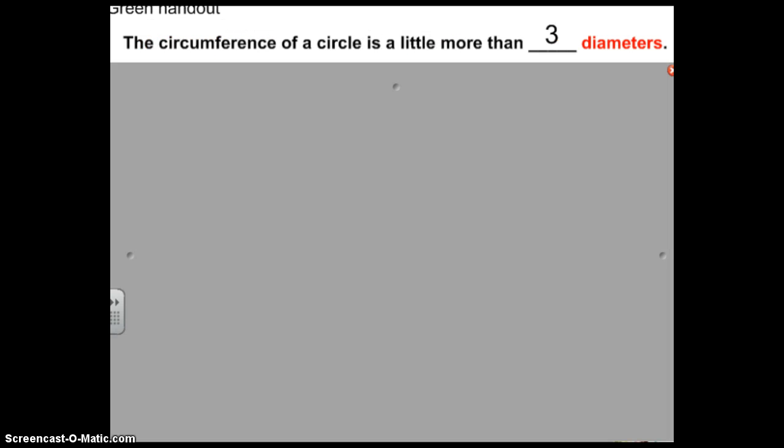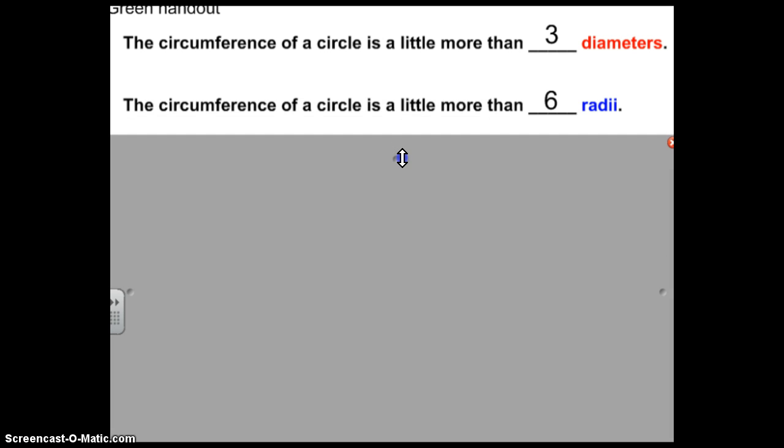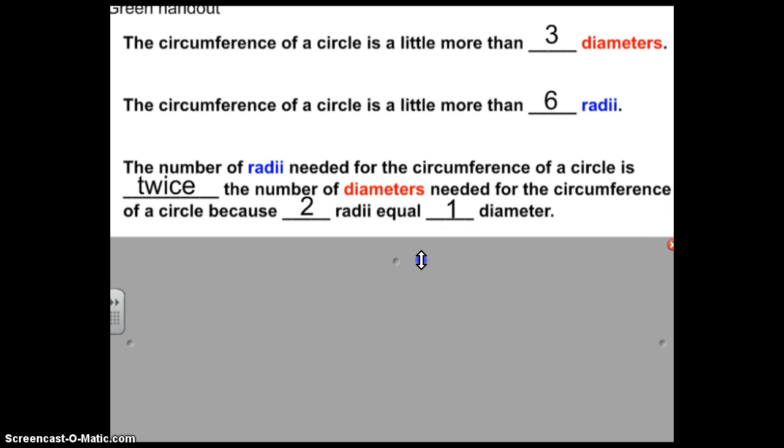Now, if you're in my class, you will have a green handout that has 2 circles on it. Please refer to that handout now to fill in the following information. The circumference of a circle is a little more than 3 diameters. The circumference of a circle is also a little more than 6 radii. The number of radii needed for the circumference of a circle is twice the number of diameters needed for the circumference of the circle because 2 radii equal 1 diameter.